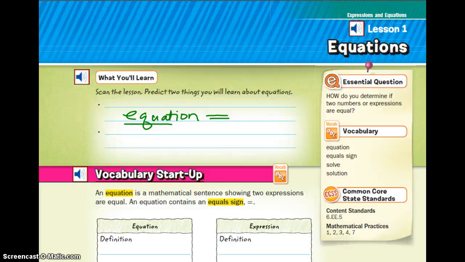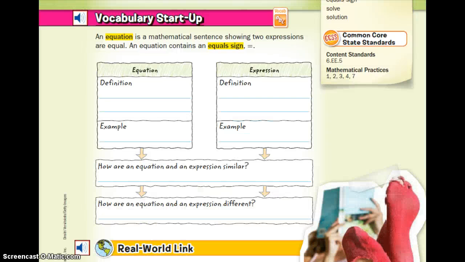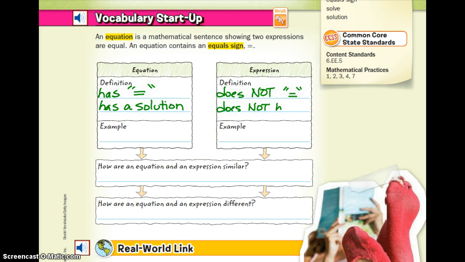Let's look at the vocabulary. So now we need to differentiate between an equation and an expression. Well, the first thing we know about an equation is that it has equals. And it also has a solution. In other words, we're going to solve for it. An expression does not have an equal and does not have a solution.